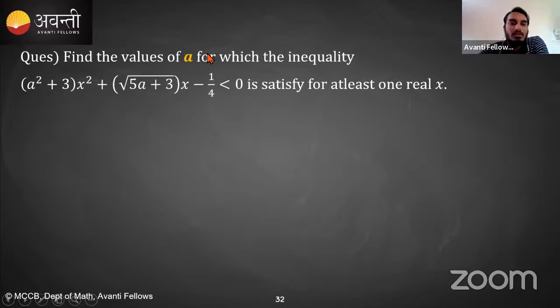So now let's solve this question. Everyone, I am giving you 2 minutes to solve this question. Attempt this question and let me know the answer. Find the value of a for which this inequality is satisfied for at least one real x. Your time starts now.